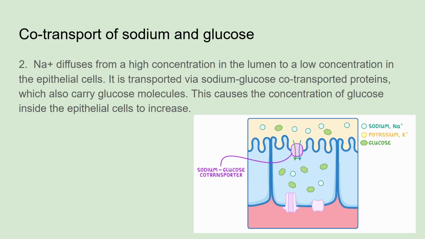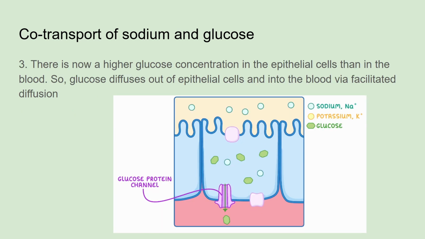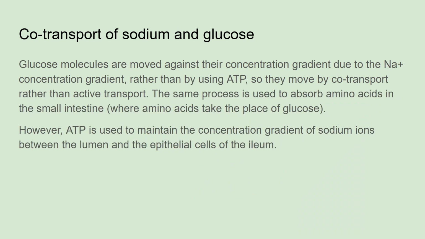It's transported via sodium-glucose co-transporter proteins, which also carry glucose molecules. This causes the concentration of glucose inside the epithelial cells to increase. There is now a higher glucose concentration in the epithelial cells than in the blood, so glucose diffuses out of epithelial cells into the blood via facilitated diffusion. Glucose molecules are moved against their concentration gradient due to the Na+ concentration gradient, rather than by using ATP, so they're moved by co-transport rather than active transport.